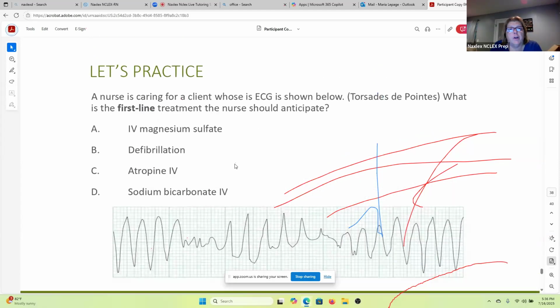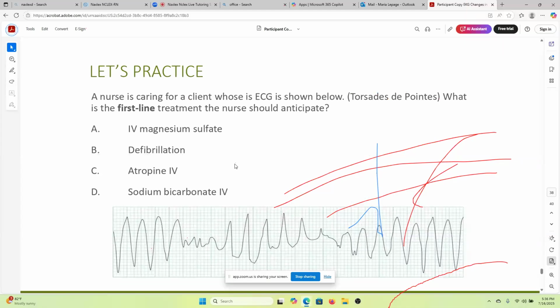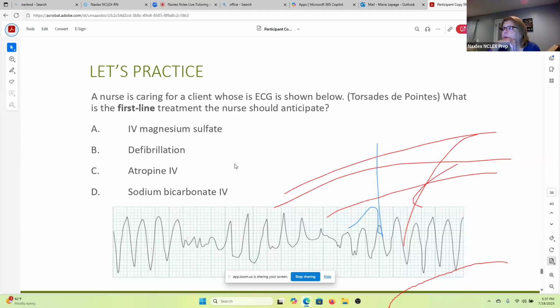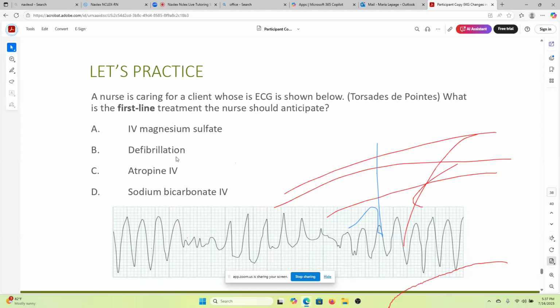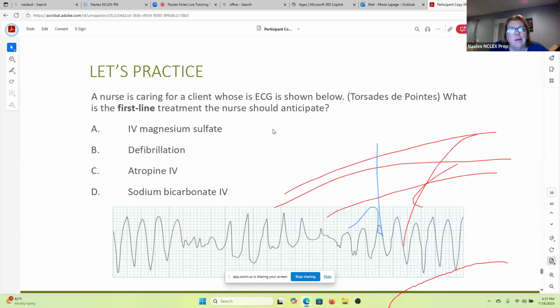Absolutely. A nurse is caring for a client whose EKG is shown below, and that is torsades de pointes. IV magnesium sulfate being administered. Okay, you got that, right? That's good teaching. I love that.